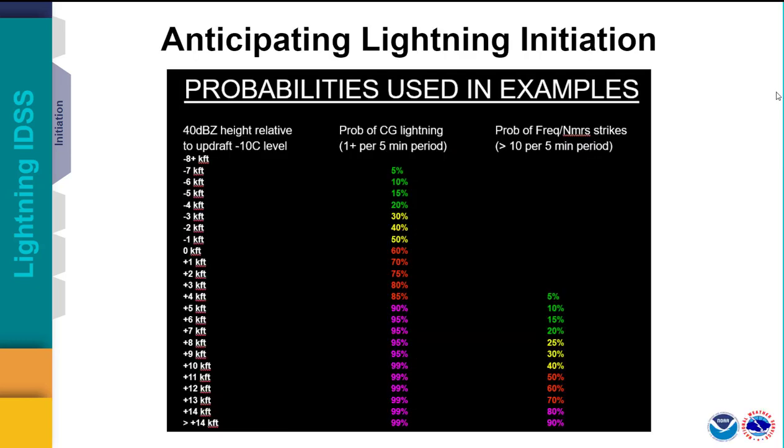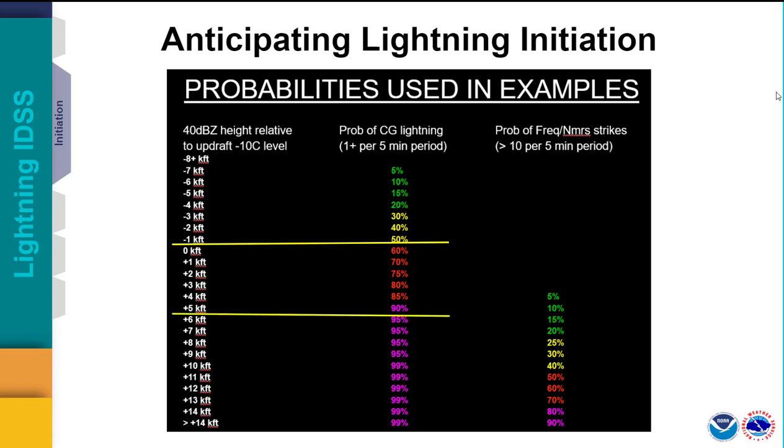From my study, a probabilistic relationship was found between the 40 dBz core height relative to the updraft -10°C level and the occurrence of cloud-to-ground lightning, as well as the amount of lightning produced. Probabilities for any cloud-to-ground lightning reached 50% as the 40 dBz echo approached the height of the updraft -10°C level, with probabilities maxing out as you get more than 5,000 feet above this level.